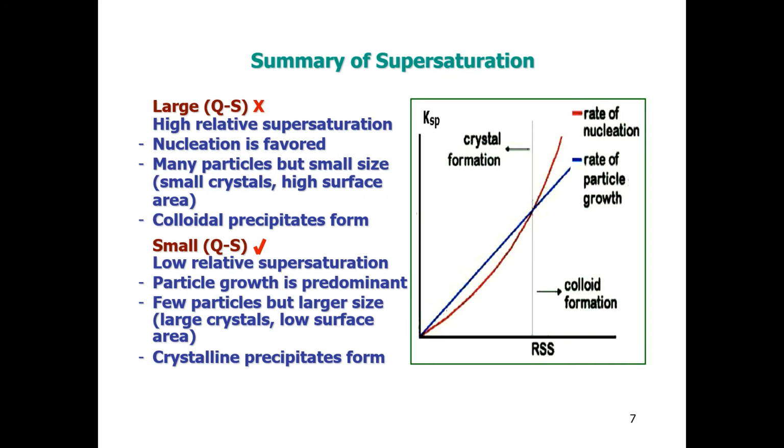So large Q minus S, then it will proceed by nucleation. A small Q minus S, then it will proceed by particle growth, and large crystals will form. Now, what is meant by large supersaturation or small supersaturation? I don't know how to discuss it, but let me try. If I were to have this as the saturation, so this is supersaturation, this is unsaturated, so this is the value of Ksp.